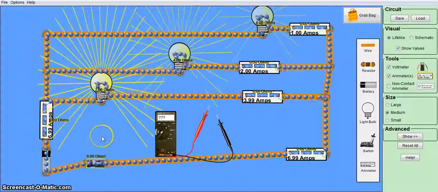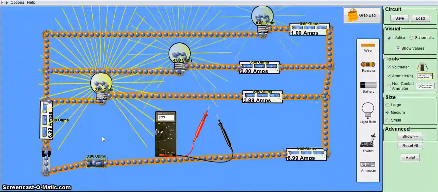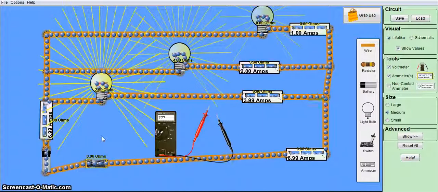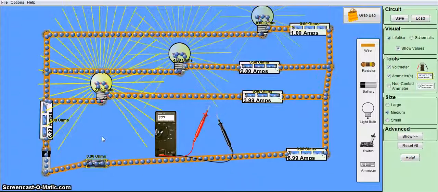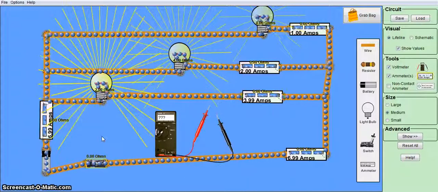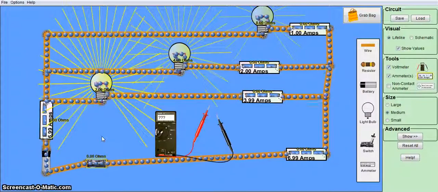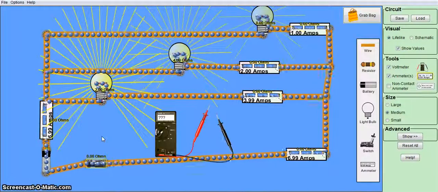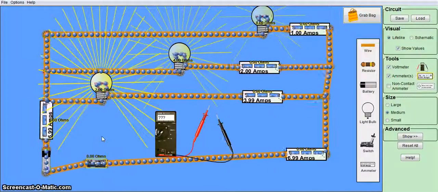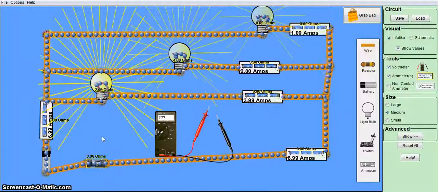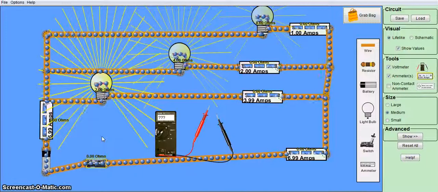Alright, every time a current goes into a junction, the sum of the currents going in is equal to the sum of the currents going out. This rule is known as the junction rule, and it's going to be extremely important in analyzing parallel circuits. Every single time you have wires that are connected that go off into multiple branches, or multiple branches of wires going into one, the sum of the currents going in will equal the sum of the currents going out. We're going to use this rule along with the loop rule to analyze parallel circuits.